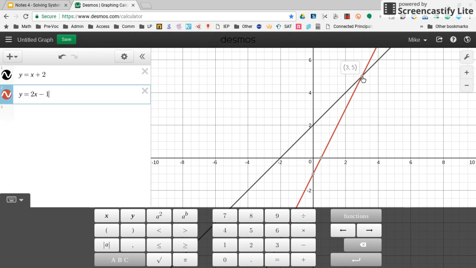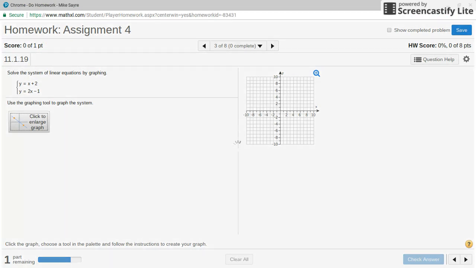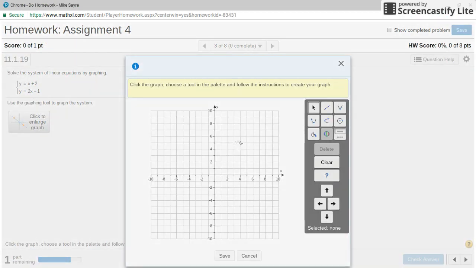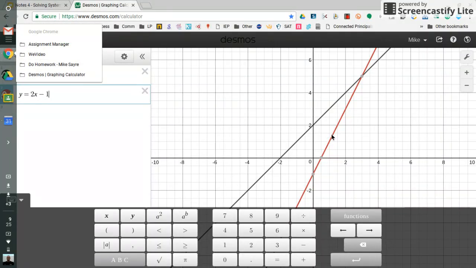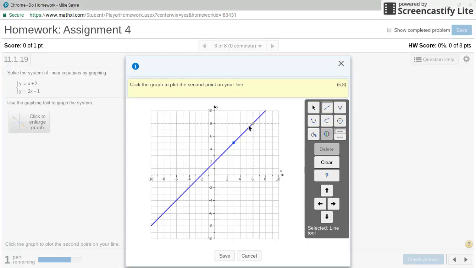But what we can do is take this and write it down on a sheet of paper when you're doing these, so you don't have to keep flipping back and forth. I know that one of the points on my lines is (3, 5). So I'm going to open up my graphing tool. One of my points is (3, 5) for my first line. Then I need a second point. I'm going to pick this one right here because it's easy: (0, 2). Take this and put it at (0, 2).